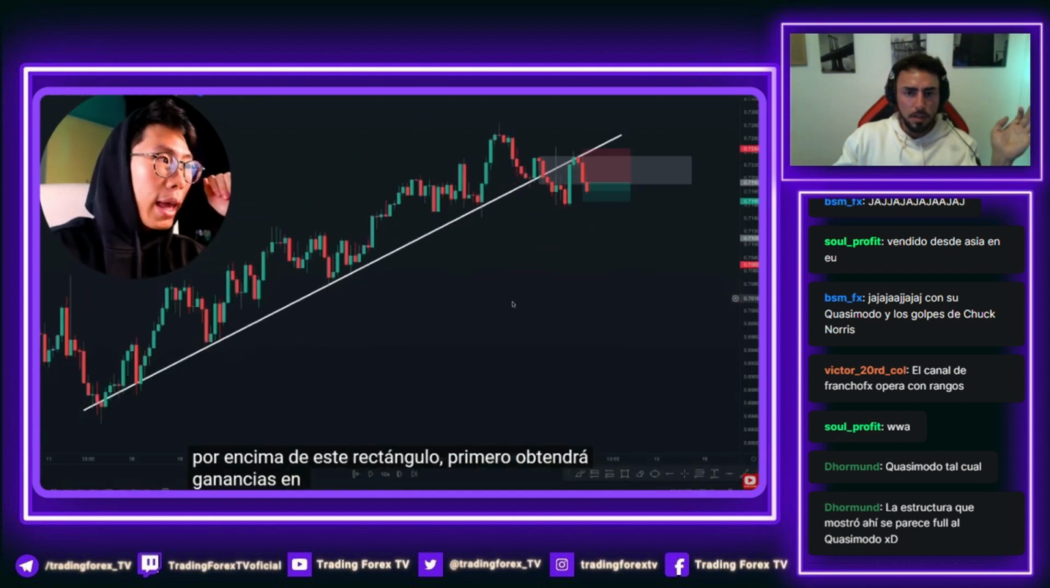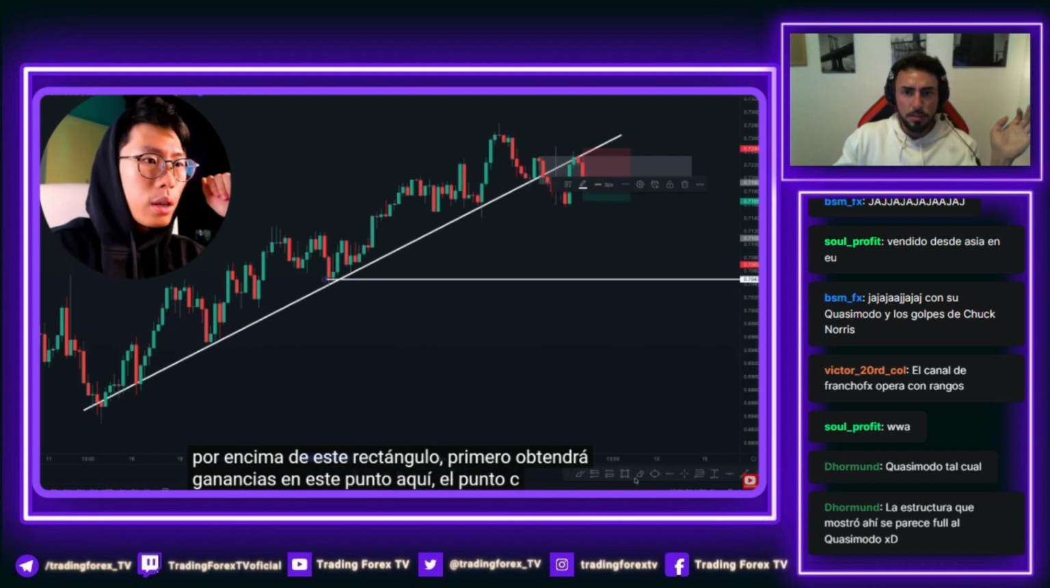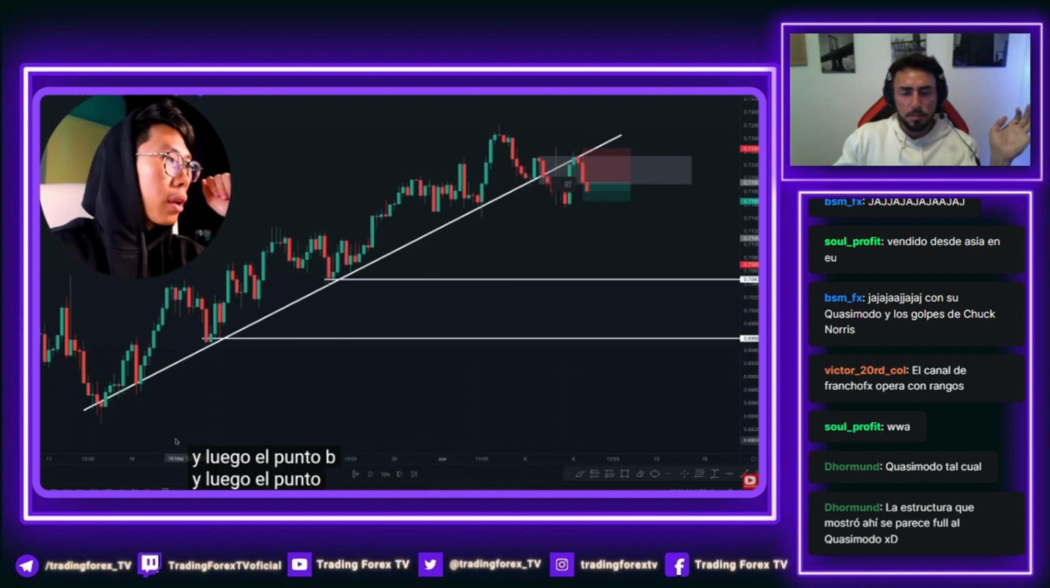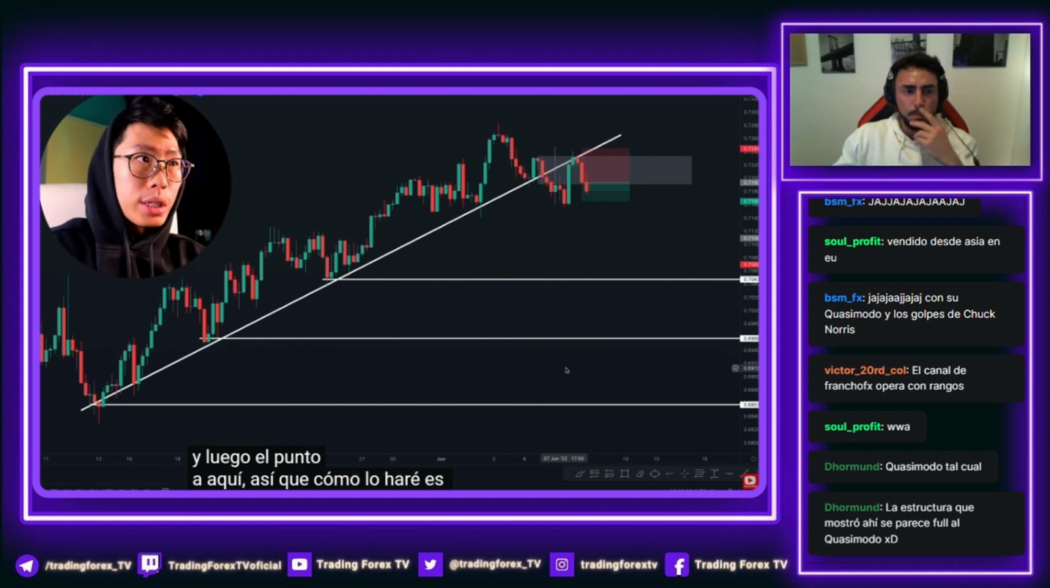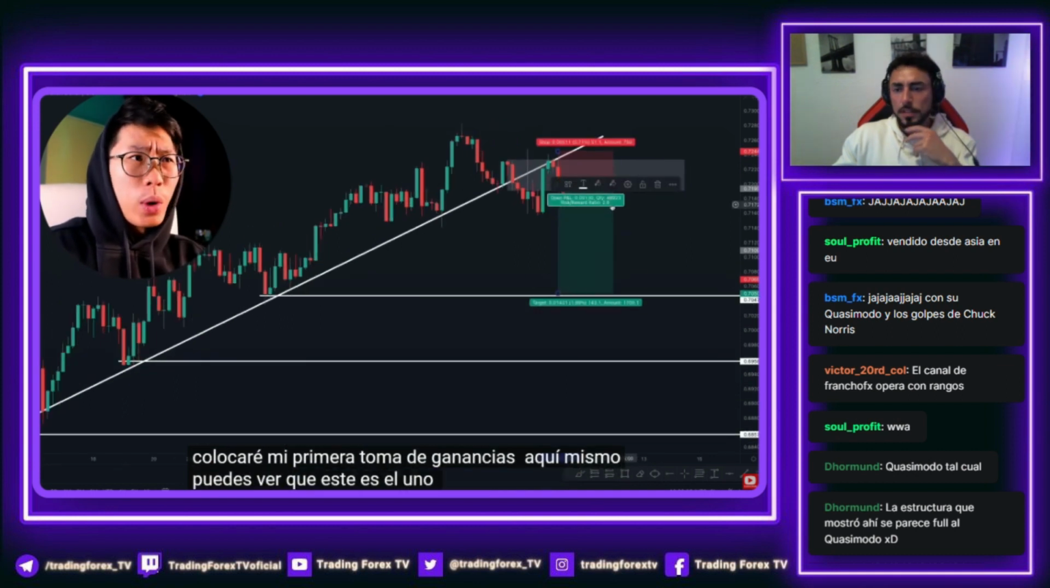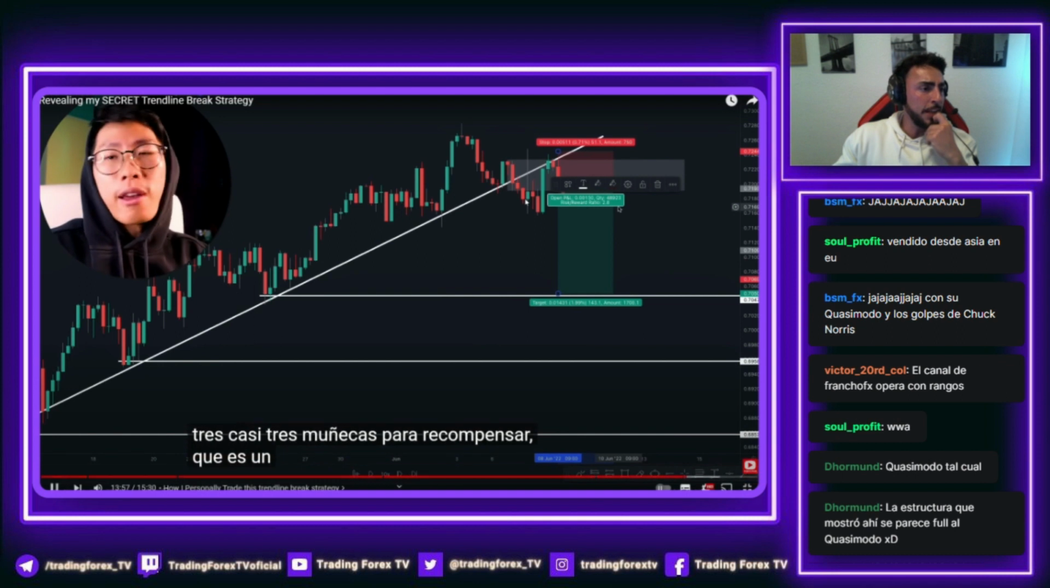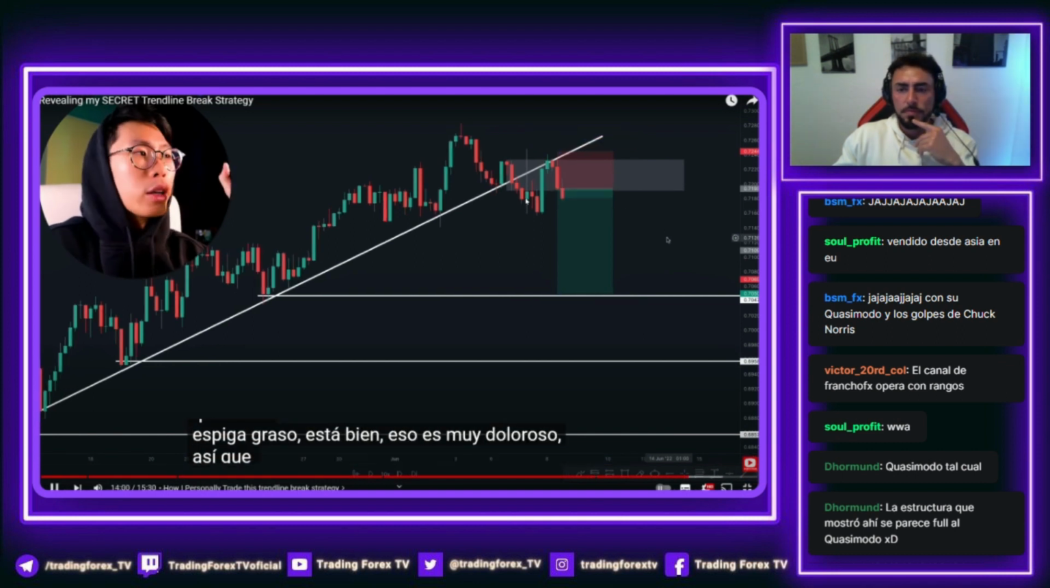Okay. First take profit at this point right here. Point C, and then point B, and then point A right here. So okay, how I will do it is that I'll place my first take profit right here. You can see this, okay, 1:3, almost 3 risk to reward. Good ratio, very good ratio. All right, so that is my first take profit.